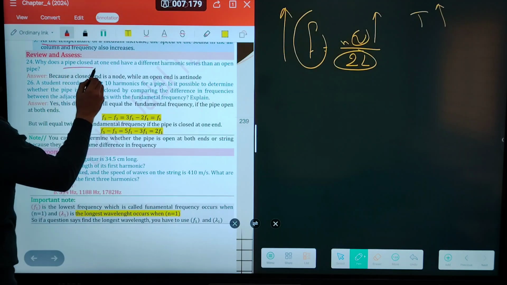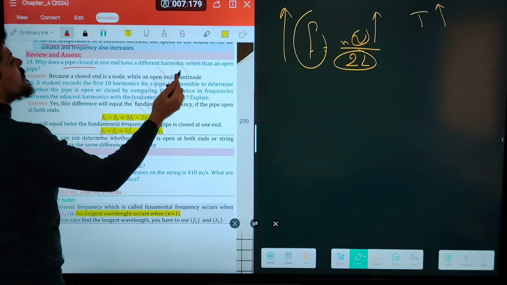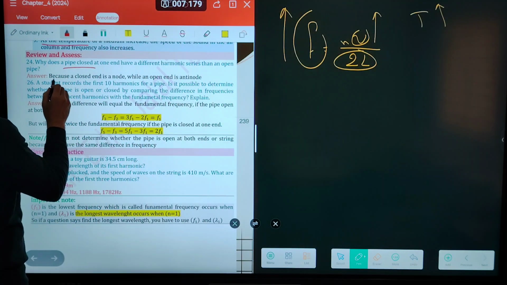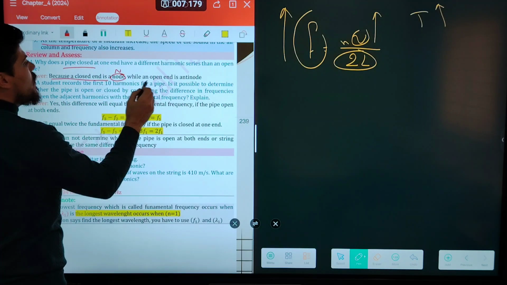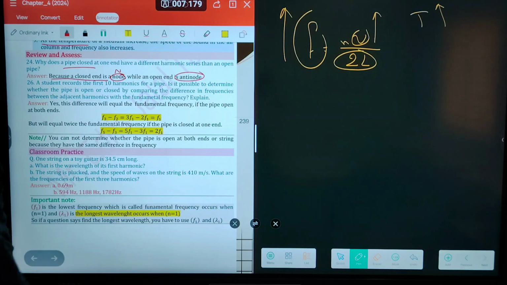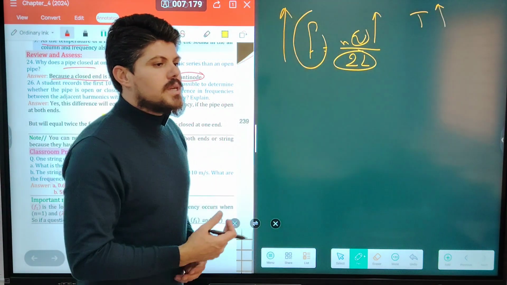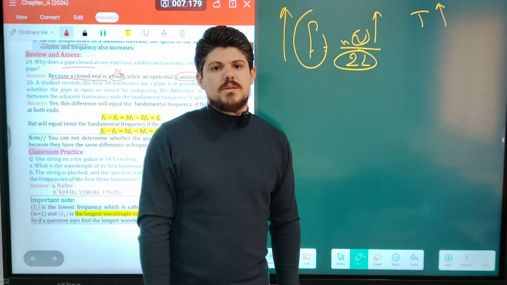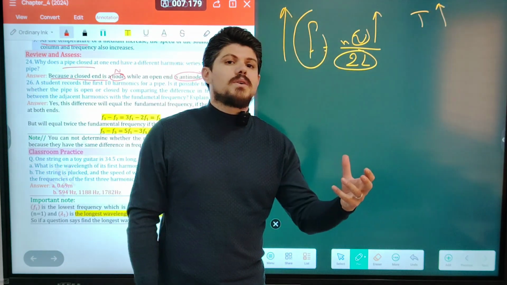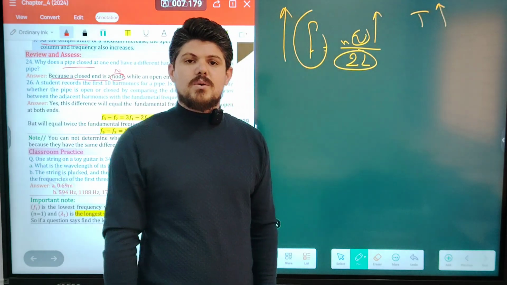Okay? Why does a pipe closed at one end have a different harmonic series than the open pipe? Because a pipe closed at one end is different from a pipe open at both ends. Because the closed end is a node, while an open end is an antinode. Okay? Why are all harmonics present in a pipe open at both ends? Because both ends are antinodes, and because the number of antinodes is bigger than the number of nodes by a factor of 1.